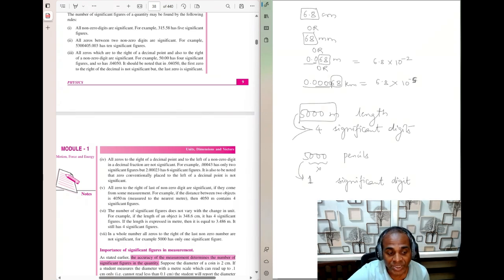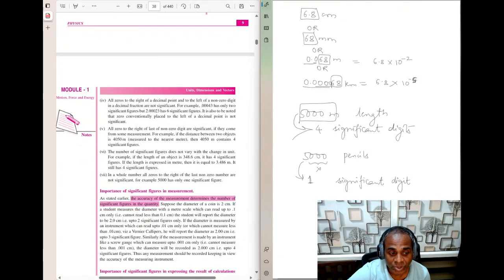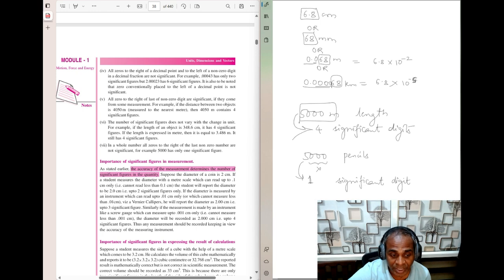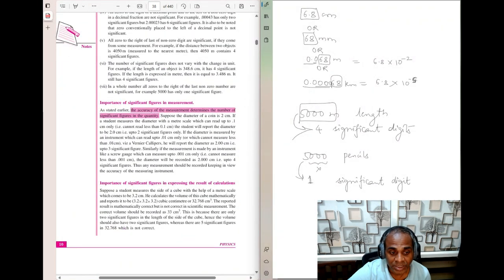Okay, last rule is clear. And we already understood the importance of significant figures in measurement. We will see an example here, when we express the result of a calculation. Let us say I have 6.8 centimeters length of a line and another line is, let us say, 8.4 centimeters. Each of these values has two significant digits. So their addition should also contain two significant digits.